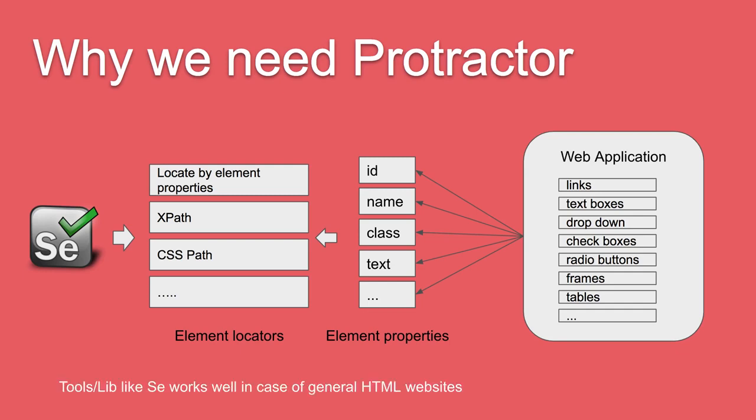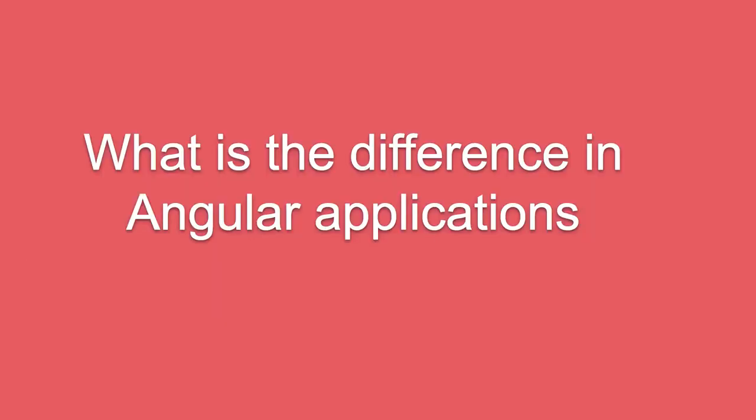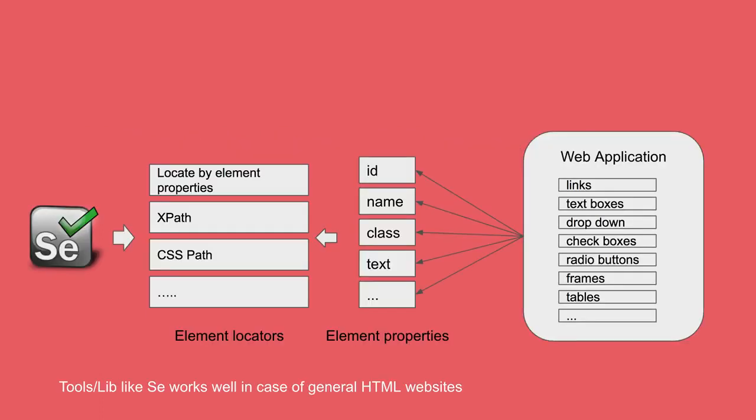Now all this will work fine in the case of general HTML websites. However, what is the difference in Angular applications? In Angular applications, there are some more properties which are specific to Angular applications like ng-repeater, ng-controller, ng-model, and so on. We also call them Angular repeater, Angular model, and so on. So these are some extra properties which can be used to identify objects in Angular applications, and Selenium and other conventional tools do not have the feature to find elements using these properties.